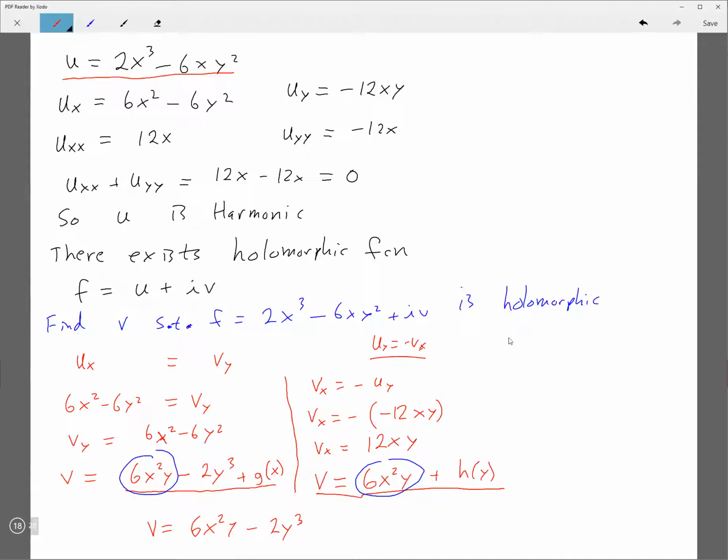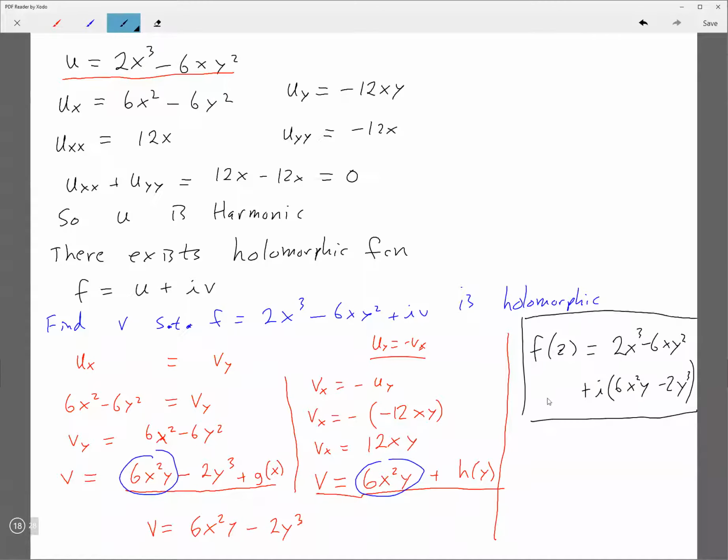And in the end, f of z equals: the u part was this one, 2x cubed minus 6xy squared, plus i times the v part, the imaginary part, which was 6x squared y minus 2y cubed. Okay, and so that function there is holomorphic. It's actually what we call entire. Entire means it's holomorphic everywhere, because these Cauchy-Riemann equations hold everywhere.